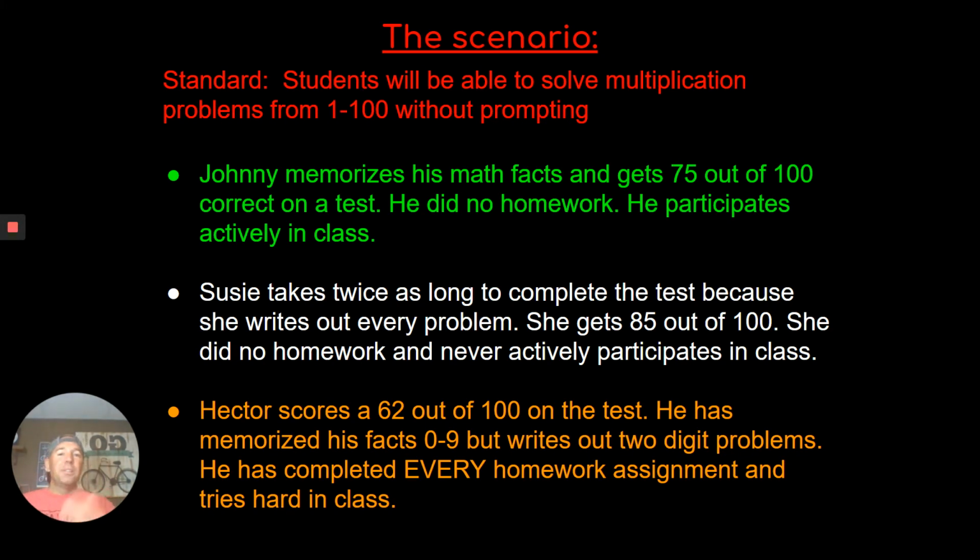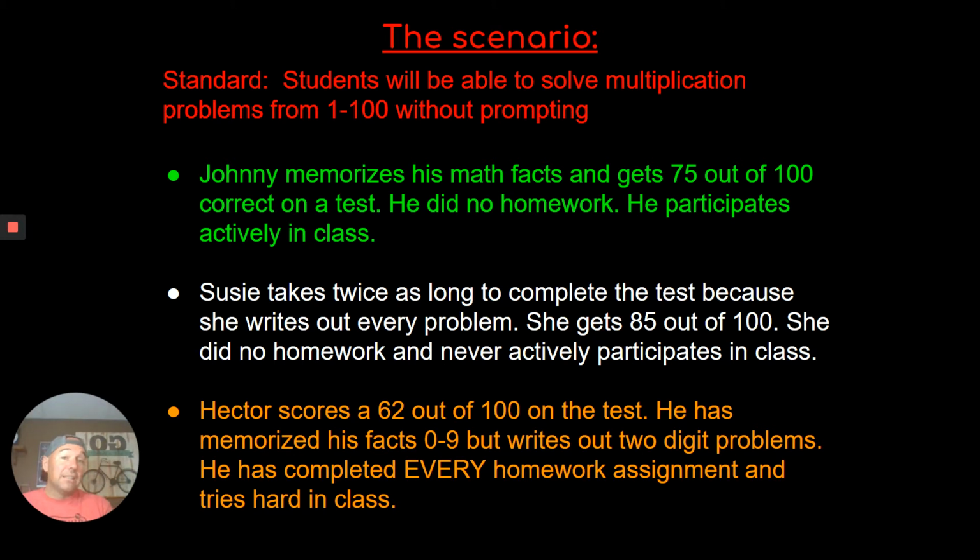I want you to assume that you are a math teacher. And for this scenario, I have a hypothetical, fictional standard. It's a standard that we can kind of see some similarities to other standards that might exist, but this is a created standard. The standard is students will be able to solve multiplication problems from 1 to 100 without prompting. I want you to imagine that you have 3 different students in your class, Johnny, Susie, and Hector. And if you just look at the descriptions of these 3, I'm going to ask you, which of these students gets the better grade in your class?